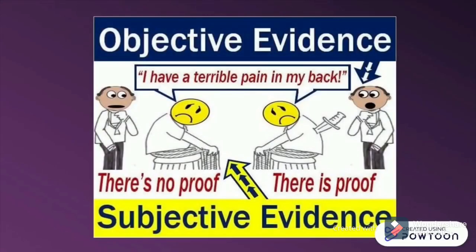To understand more on this topic, let's look at this picture. This picture shows two patients who have terrible pain in their back. The doctor on the right has objective evidence that the patient has terrible pain in his back. This is because he can see the knife at the back of the patient as proof that he is in pain.